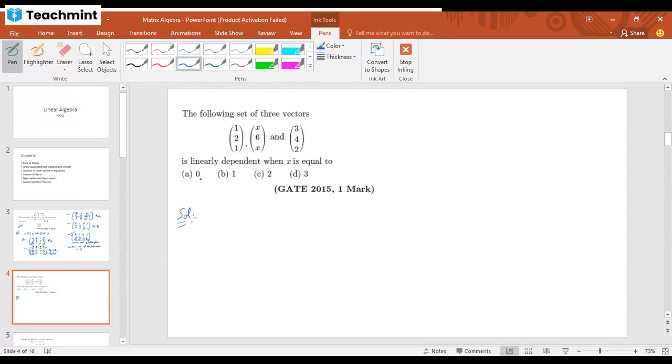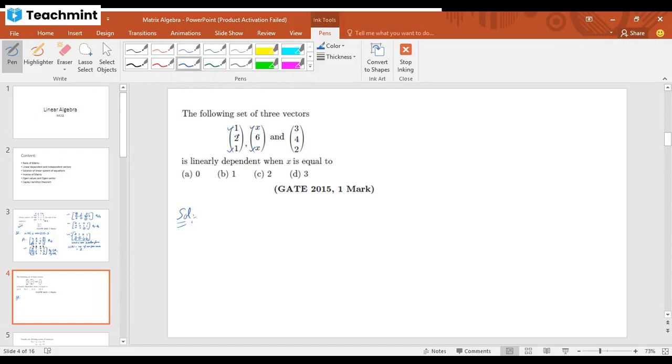Suppose we put here x equal to 0, then we get the entry as 0 6 0. If we put 1, then we get 1 6 1. If we put 2, then it is 2 6 2. And if we put 3, then it is 3 6 3. So the first thing is, if we just look at these three vectors, in the first vector you can see here the first and the third entry are the same. And even in this particular vector also, the first and the third entry are the same.